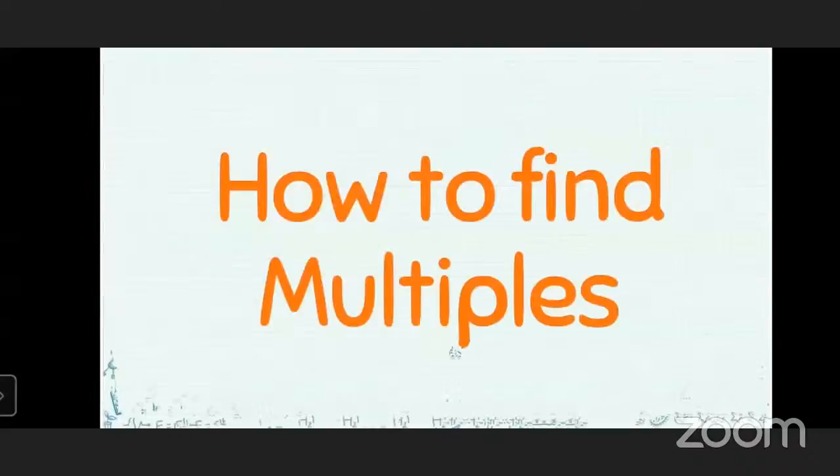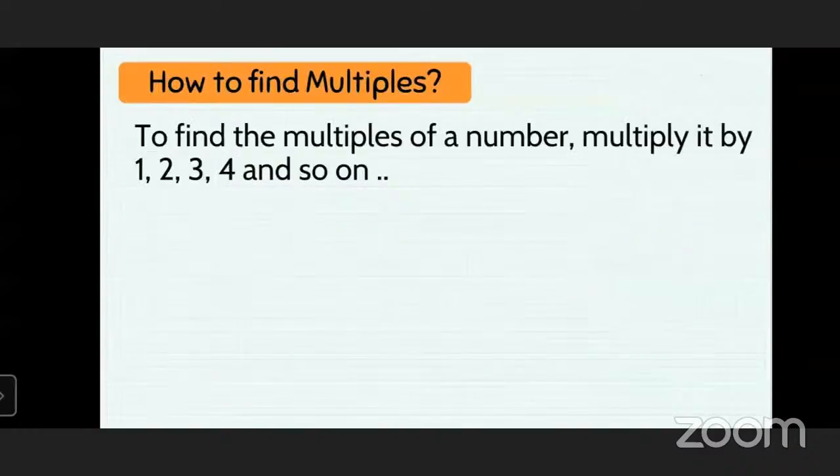Next, how to find multiples? Yes, how to find multiples. This is the most important thing, how we have to find whether it is a multiple or not. To find the multiples of a number, multiply it by 1, 2, 3, 4, and so on. Very good.